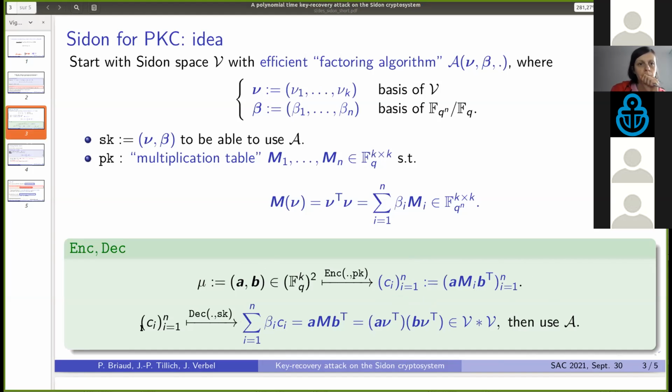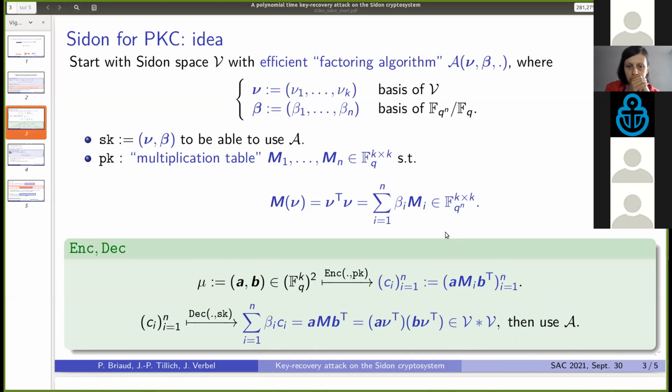Then to decrypt your ciphertext, you first simply map it to the extension field by using your basis beta. And then you remark that this ciphertext actually is a product of elements in V, and then you can use your secret key to recover the plaintext.